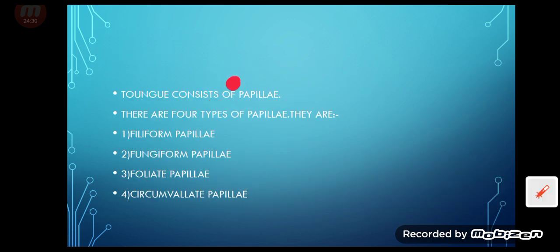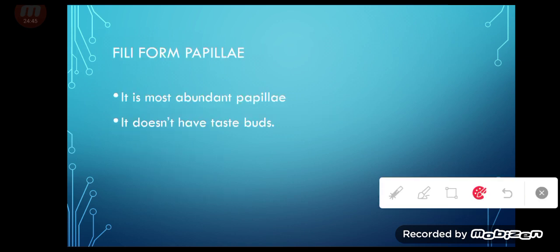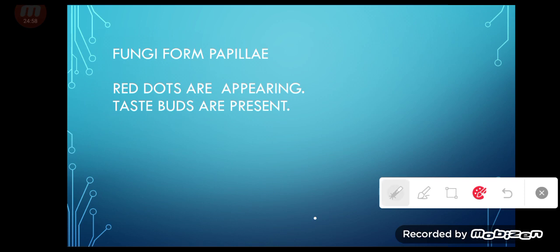Next one, the tongue consists of papillae. There are 4 types of papillae: filiform papillae, fungiform papillae, foliate papillae, circumvallate papillae. So let us discuss these 4 types. Filiform papillae is the most abundant papillae. This point is to be noted. It does not have taste buds, means taste buds are absent.